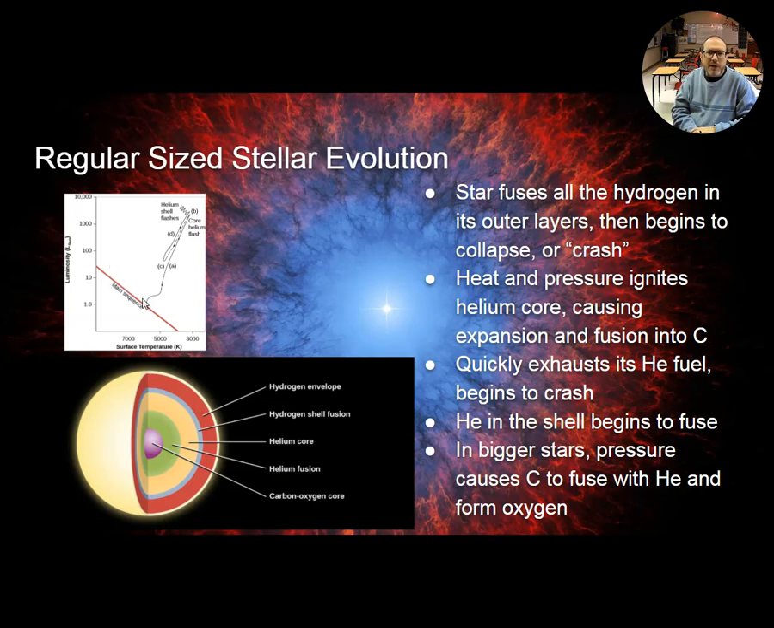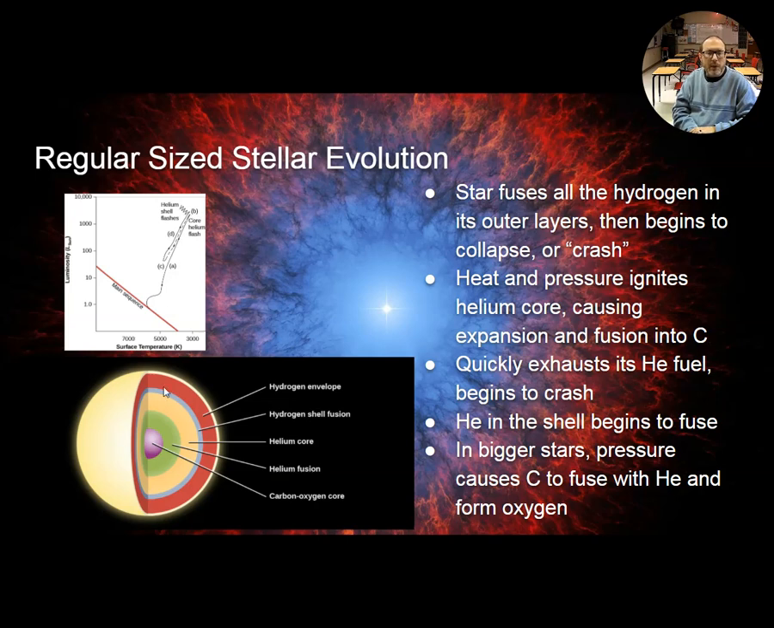Look at an HR diagram for a regular-sized star after they leave the main sequence and begin to swell into a red giant. Once they run through that fuel, they'll contract, and then boom, you've got a helium flash which catapults them back up to giant status.